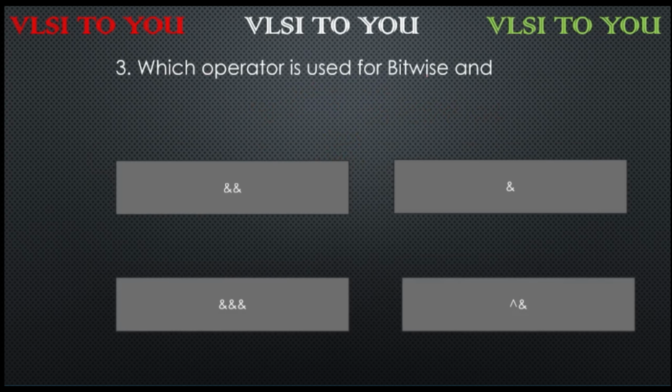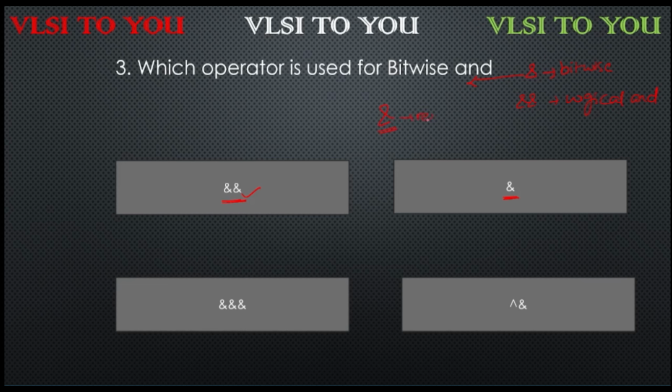Then, which operator is used for bitwise? Today I have uploaded this on LinkedIn. While answering, most of them answered that this is the bitwise operator. But no, this is not the bitwise operator, this is the bitwise AND. If you see, this is logical AND and this is bitwise AND. Similarly, you will also have one more operator which has a single ampersand.